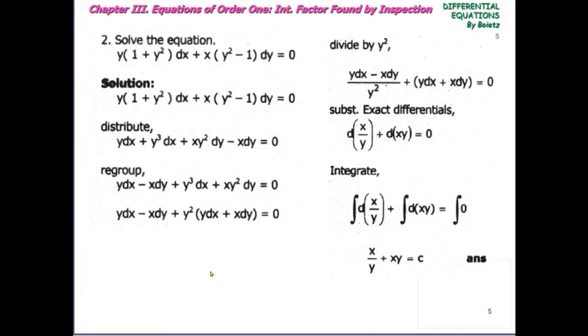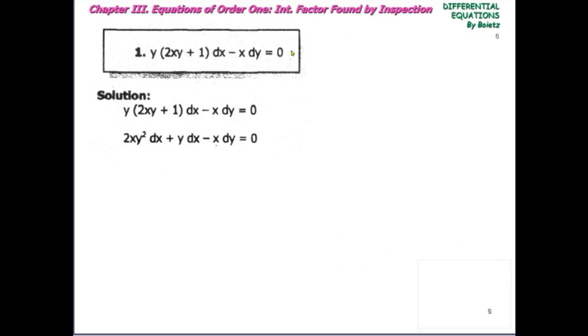Okay? Madali, ano? Then from another set of problem. This one, I think this is not linear sa y. Di rin siya linear sa x. This is not exact. This is not variable separable. Okay. This is not homogeneous. Okay. So here, I think solution niya found by inspection. So ito, distribute. Normally, copy lang to. Then distribute. So 2xy squared dx plus y dx minus x dy equals 0.